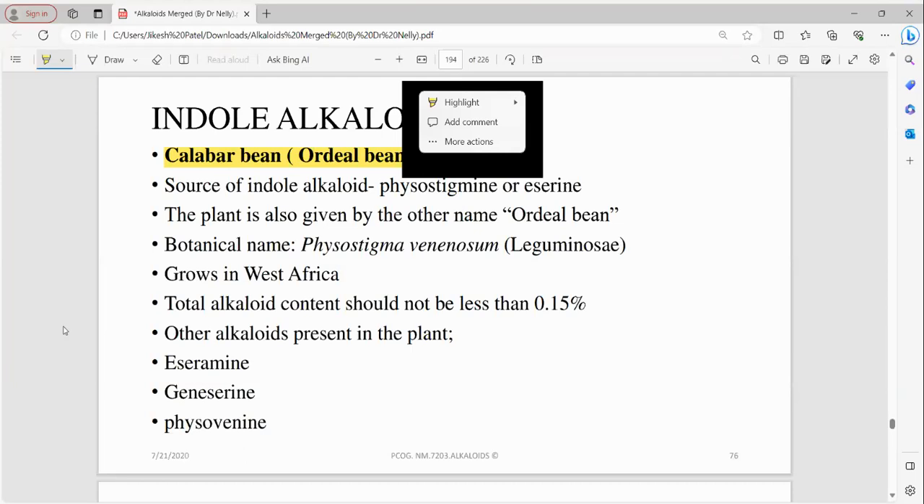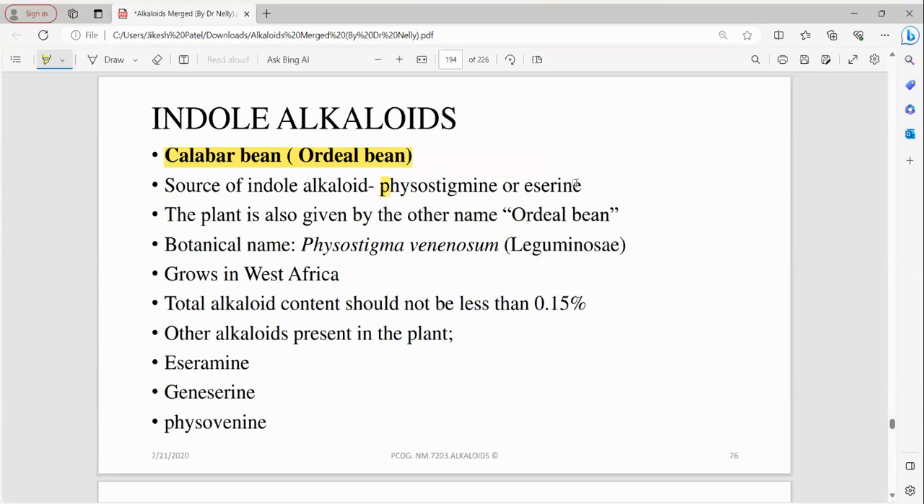So next we go to calabar bean. That's the common name, but the botanical name is Physostigma venenosum. Just from the name Physostigma, you can guess that the drug we get from this is physostigmine, right?